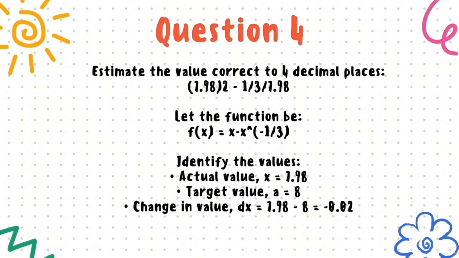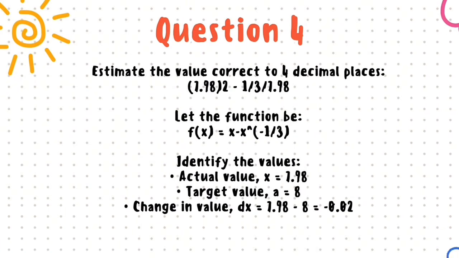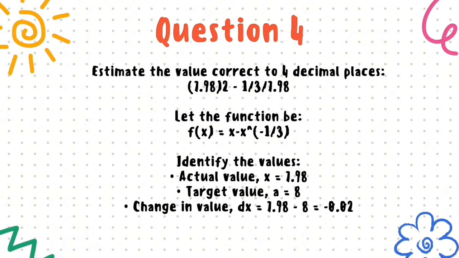We will be presenting the solution for question number 4 using the linear approximation technique. Our task is to estimate the value of 7.98 squared minus 1 over the cube root of 7.98. To begin, I will define the function as f(x) equals x squared minus x to the power of negative 1/3. Next, I will choose our target value, a equals 8, since 8 is the closest perfect cube to 7.98. This gives us a dx, or change in value, of 7.98 minus 8, which is equal to negative 0.02.